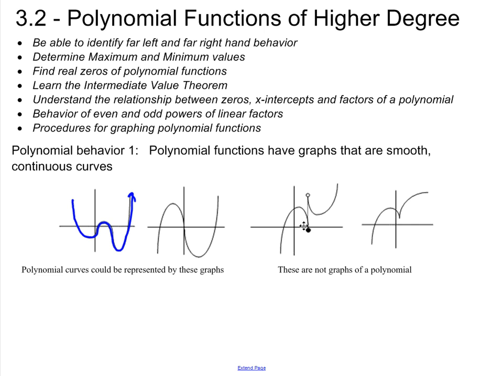Graphs that have points of discontinuity, graphs that come to sharp points and change direction suddenly, are all characteristics of functions besides polynomials. So we won't have to deal with any of these kinds of problems where, let's say, we skip over a point or some other weird type of behavior. So those are all outside of our consideration.